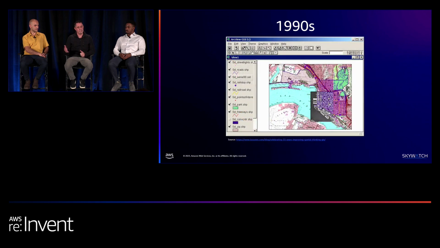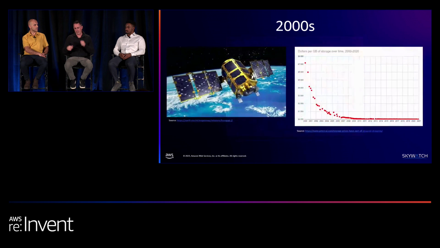Moving into the 90s, you started to have some desktop GIS emerge. It was relatively in its infancy. There wasn't a lot of computing power behind it, but that started to change things as well. And then you get into the 2000s, and now we've got about 50 Earth observation satellites in orbit. And data storage costs started to drop significantly. So the graph on the right is maybe difficult to see, but it shows dollars per gigabyte of storage over time between 2000 and 2020.